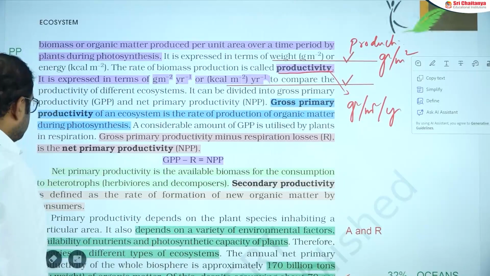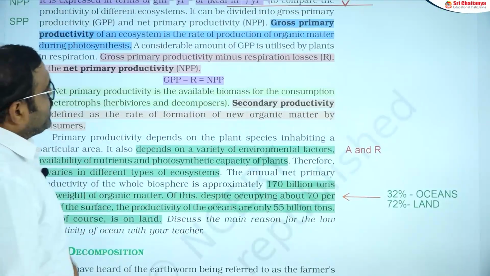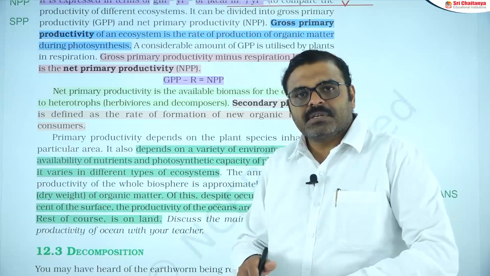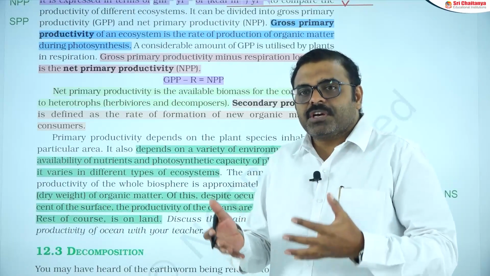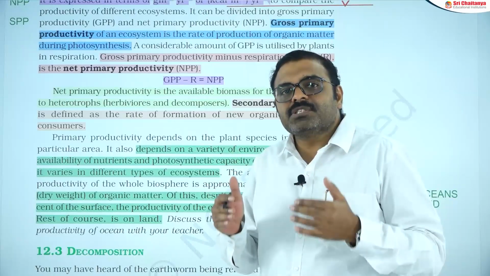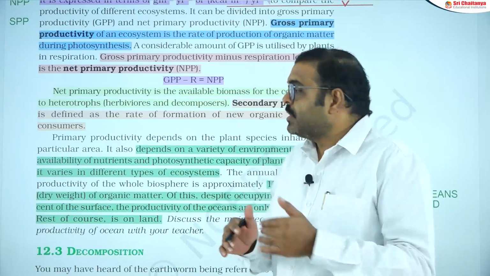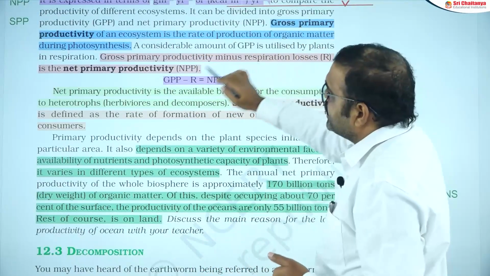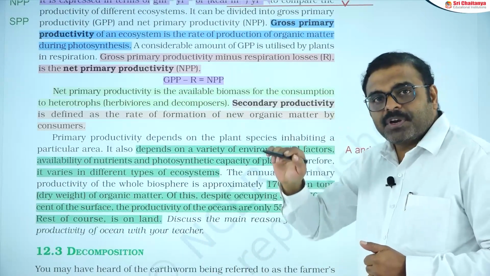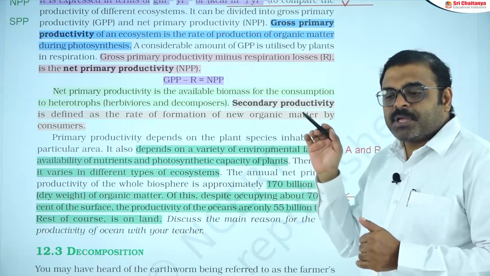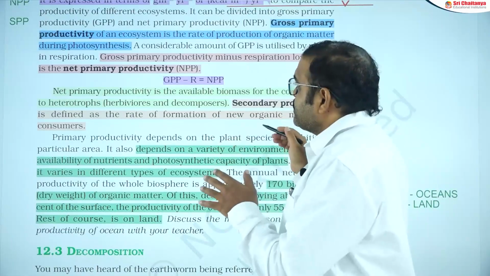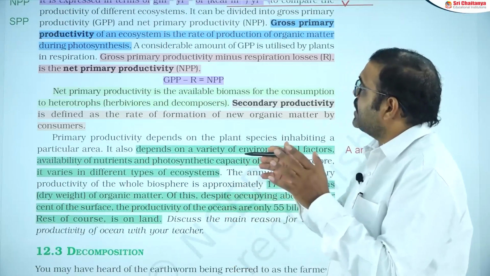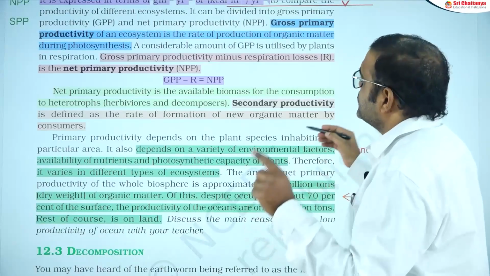Then the next point is gross primary productivity and net primary productivity. Whenever the plants produce some amount of energy from the sun rays or solar energy, the amount of energy acquired by the plant is known as GPP, that is gross primary productivity. Gross primary productivity means the rate of production of organic matter during photosynthesis in an ecosystem. Primary productivity looks the same as gross primary productivity, but primary productivity is a broad term. Through the photosynthesis process, the ecosystem acquires the gross amount of energy by the plants, that is GPP.